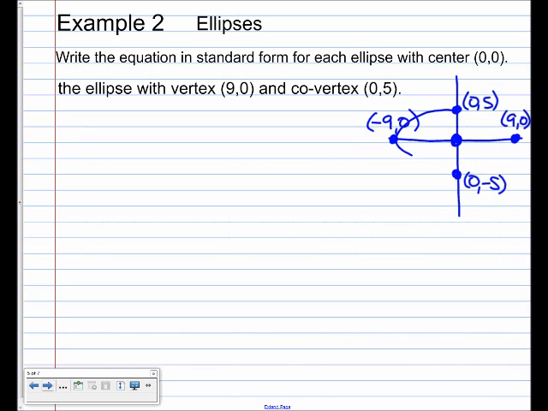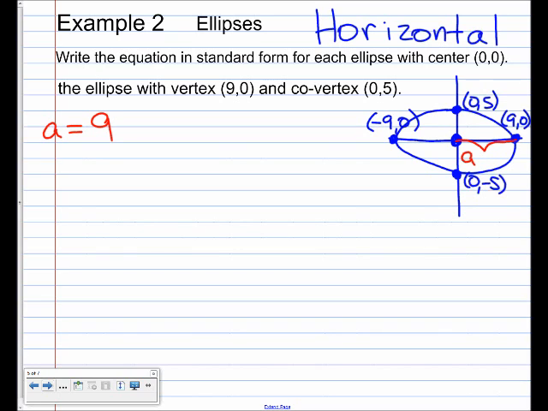The whole point of doing the sketch is to determine what? What kind is it? Is it horizontal or vertical? This one is horizontal. The major axis, the longer axis, is on the x-axis. So it is horizontal. All right, so let's talk about finding A and B. This time, where am I going to draw my A? On the x-axis. So from the center to a vertex. So what is A going to be? Very good. From the center to a co-vertex is B, which is 5.